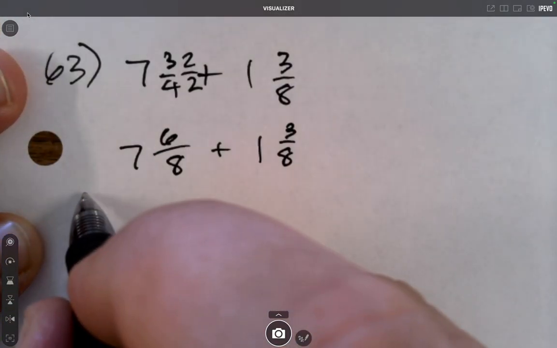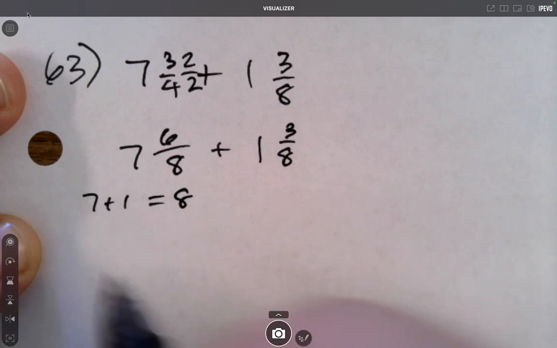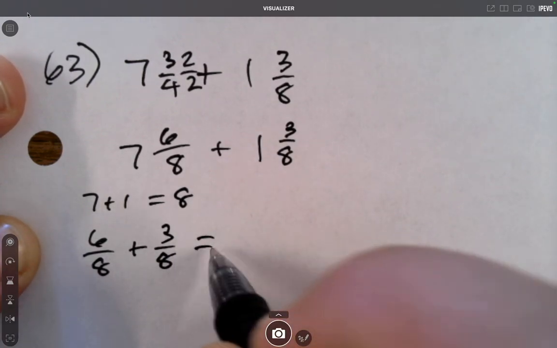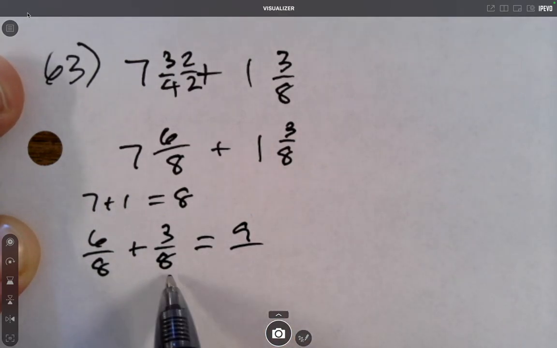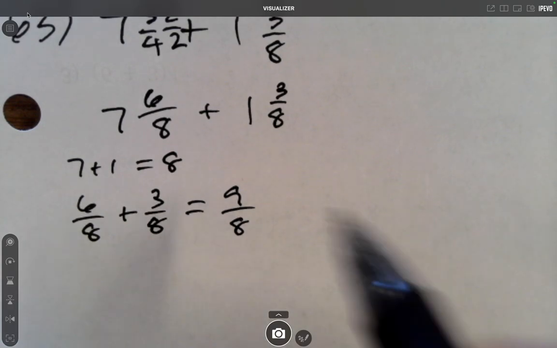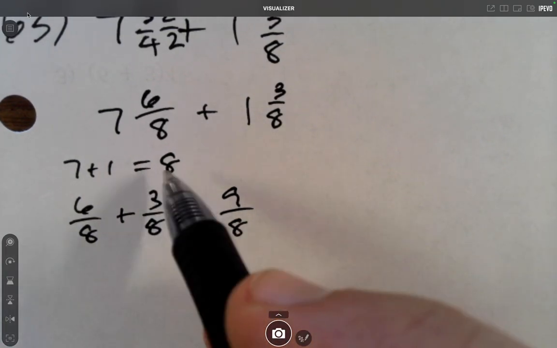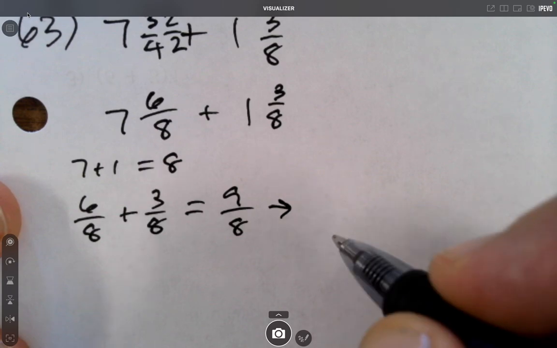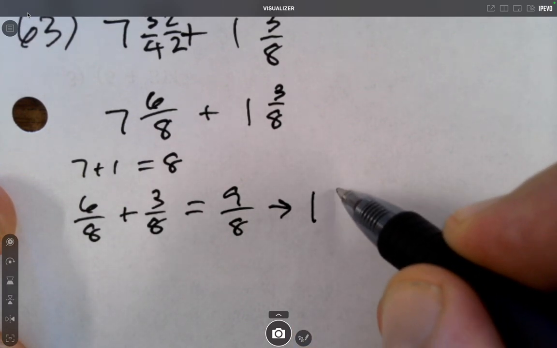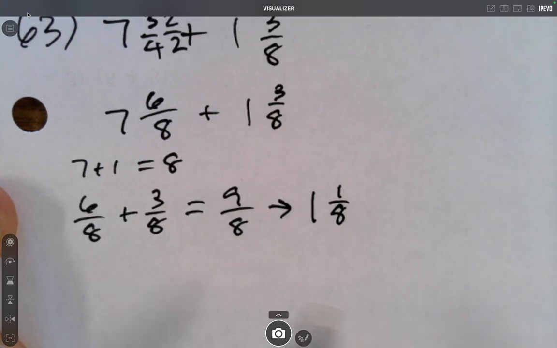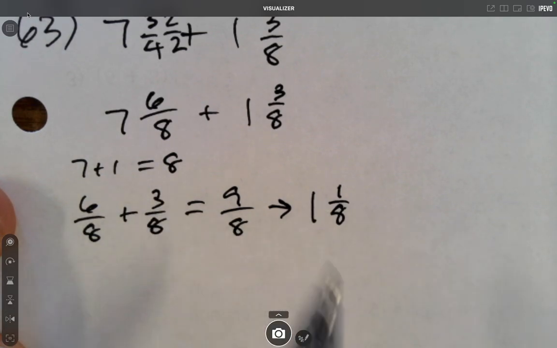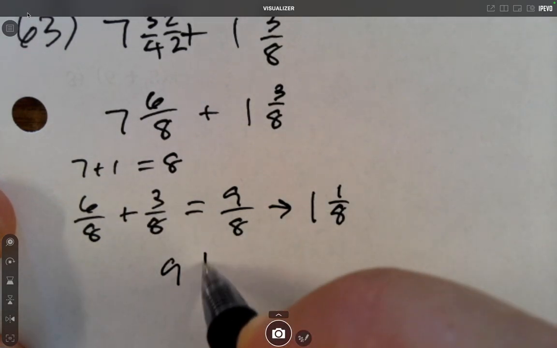Then we'll add the whole numbers together: 7 plus 1 is 8. Add the numerators together: 6 and 3 is 9, and we keep the denominator the same. This is an improper fraction, which we can't put with the whole number, so we'll need to convert that into a mixed number. 8 goes into 9 one time with 1 left over. So for our final answer, we combine 8 with 1 1/8. 8 plus 1 is 9 and 1/8.